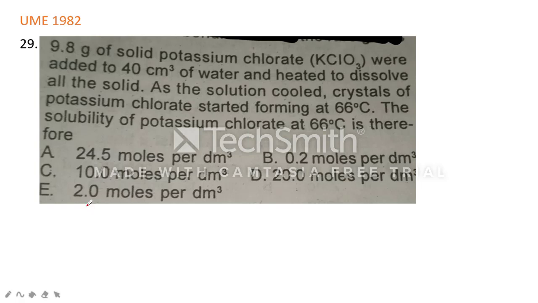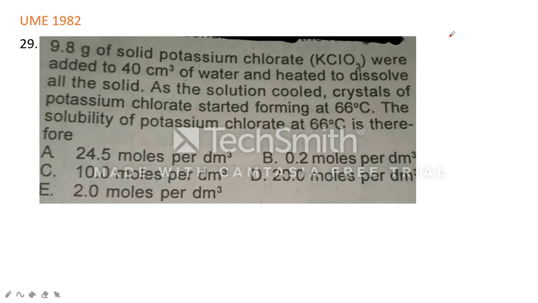The next question, UME 1982, question number 29. We're told 9.8 grams of solid potassium chlorate was added to 40 cubic centimeter of water and heated to dissolve all the solid. As the solution cooled, crystals of potassium chlorate started forming at 66 degrees Celsius. The solubility of potassium chlorate at 66 degrees Celsius is therefore. So we're looking for the solubility at this point.